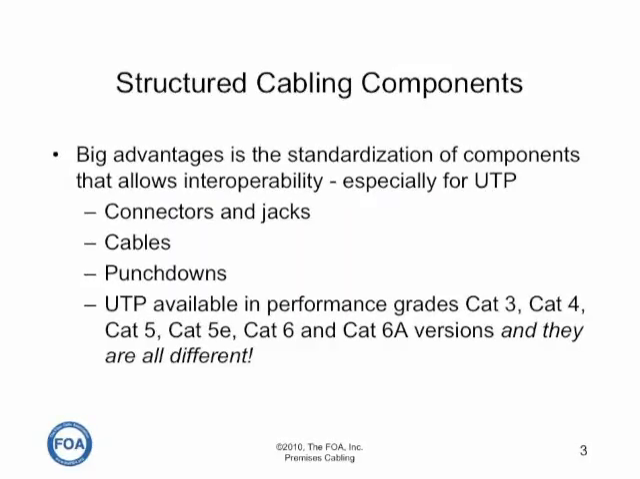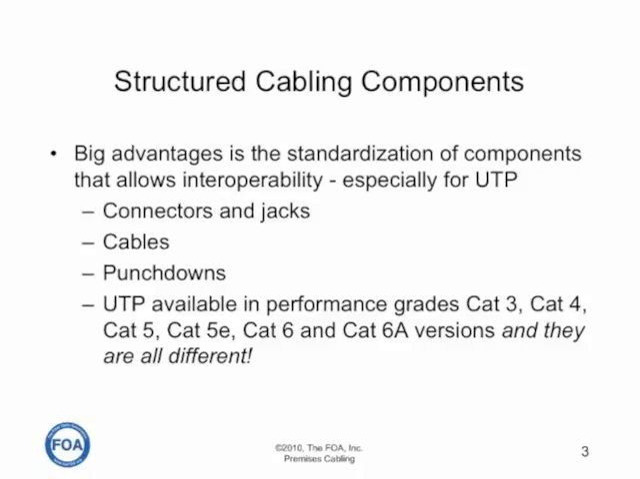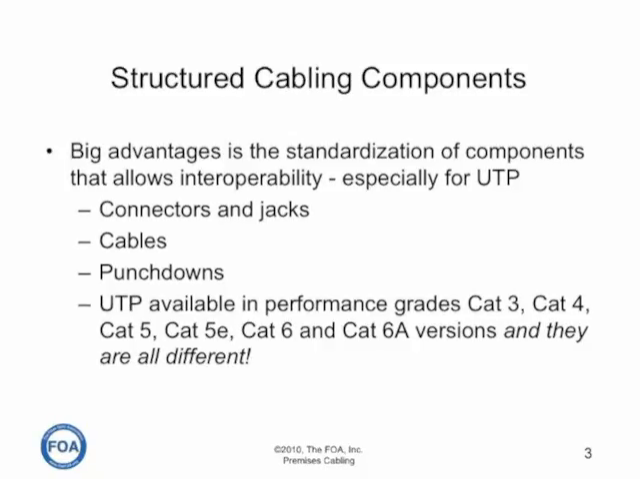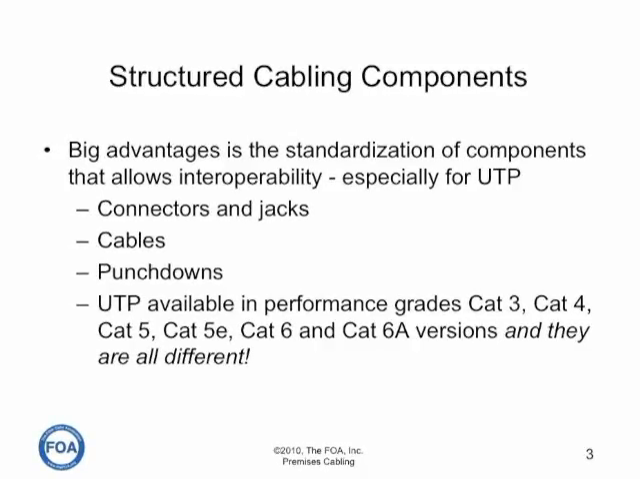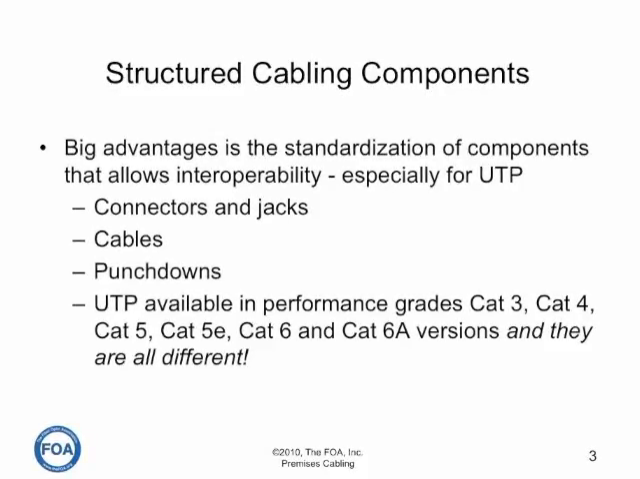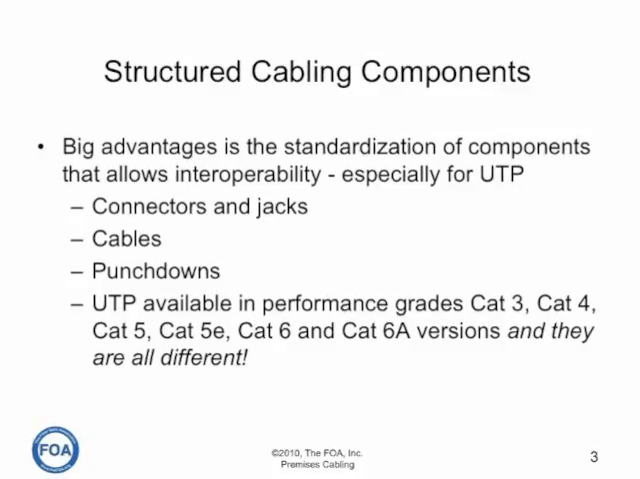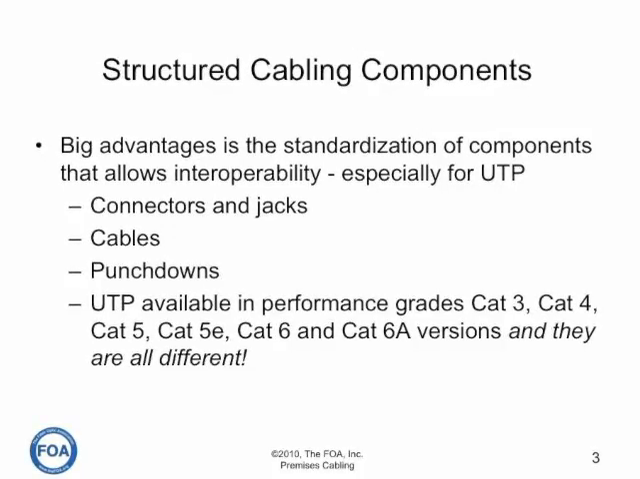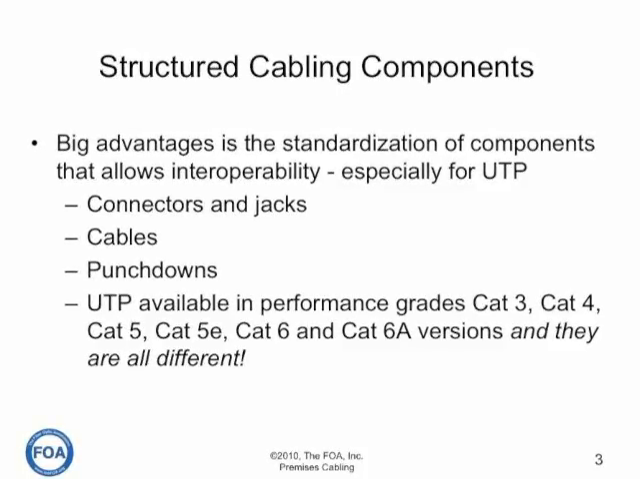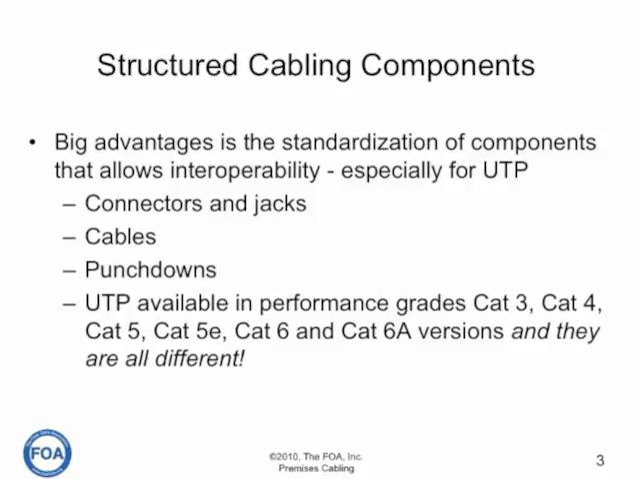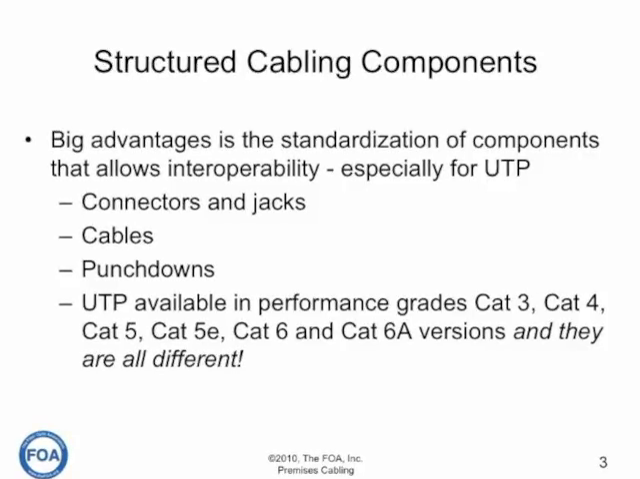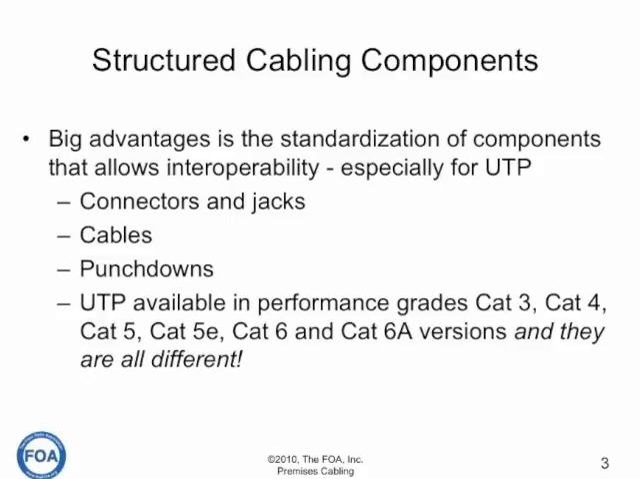The big advantage of structured cabling standards is the standardization of components that allows interoperability, especially for UTP cable, unshielded twisted pair. Standards cover the designs of connectors and jacks, cables, punchdowns, and the cable itself, all specified in performance grades, from the original Category 3 of 20 years ago to augmented Category 6 that's now available. One thing to remember is all different categories of components are different, and if you mix and match them, you only get the performance from the lowest grade of component that you use.